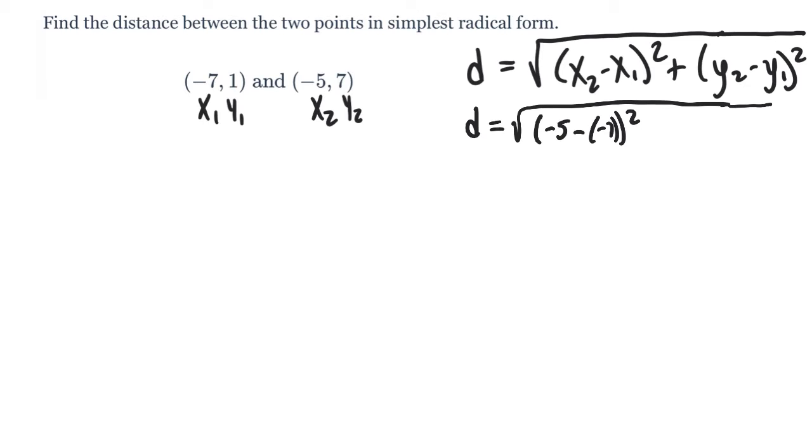I got to square it all. When you got negative numbers, the parentheses start coming out, and don't get too confused there. My y2 value is 7, and my y1 value is 1.